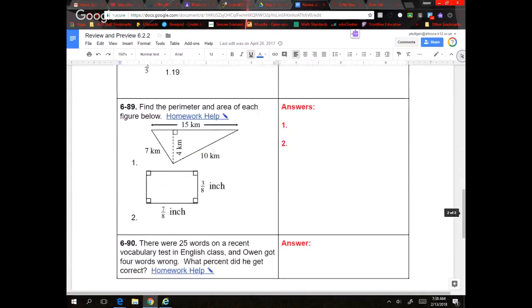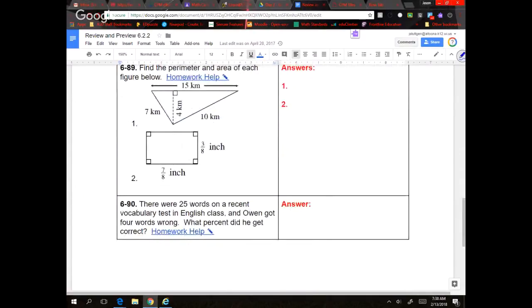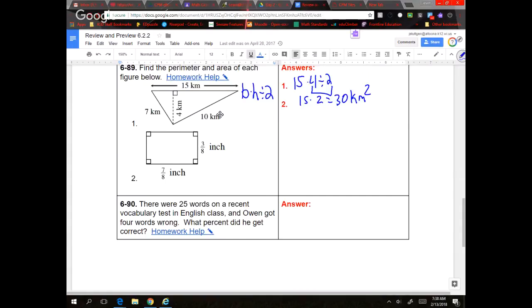All right. Next problem. Find the area and the perimeter. So first one's a triangle. Area of a triangle, you should remember, is base times height divided by 2. So now we just literally have to plug in the numbers that we know. My base is 15. My height is 4 divided by 2. 4 divided by 2 is 2. 15 times 2 is 30 km squared, or kilometers squared. Okay? Then we have to find the perimeter as well. Perimeter, remember, I have to add up all the sides. 15, 10, and 7. When I add those together, I should get 32.